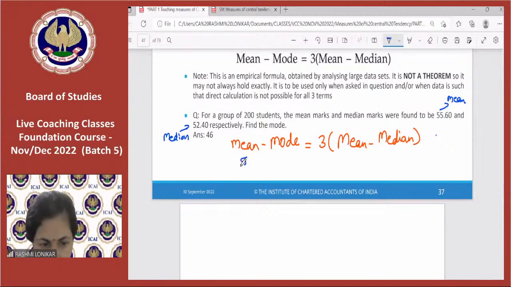So 55.6 minus mode is equal to 3 times 55.6 minus median. Median is 52.40.